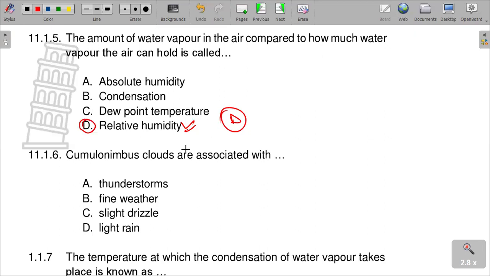Cumulonimbus clouds are associated with thunderstorms and lightning. They are associated with what? Sorry. They are associated with thunderstorms, which is A.